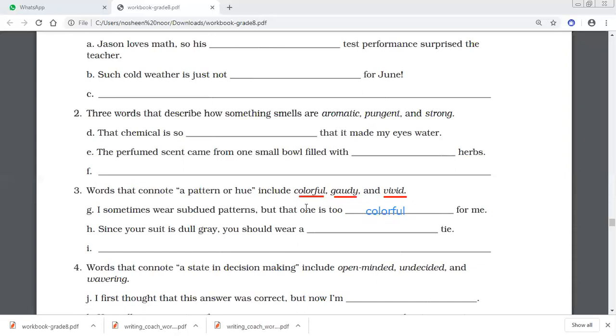So it would be what? We have vivid. Yes, vivid. It is vivid.